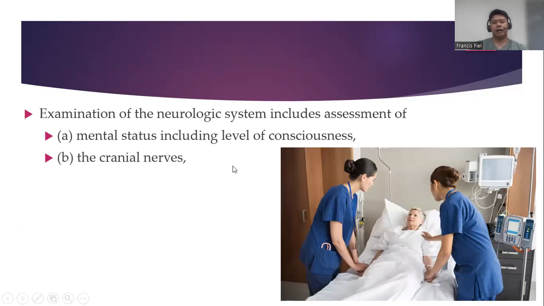Type in the chat box, how many cranial nerves do we have? All right. Sige, type in the chat box.